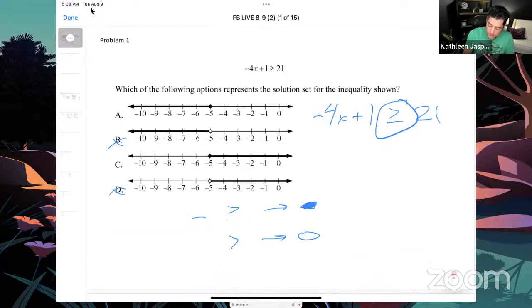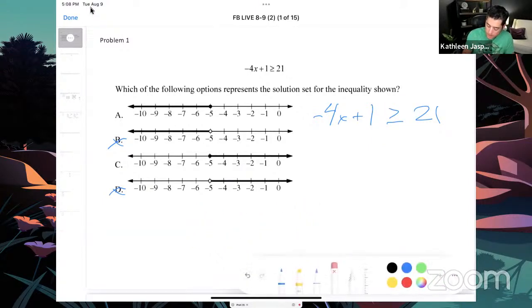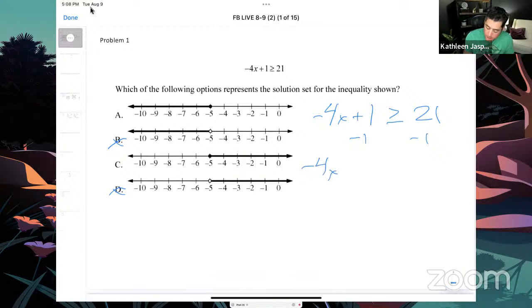Next, let's go ahead and solve it. So the way we want to solve it is just like anything else. When you see an inequality, you solve it kind of treating it like an equation. So I want to subtract 1 from both sides, and I get negative 4x is greater than or equal to 20. Okay. Now I have to divide by negative 4 in order to get x by itself.